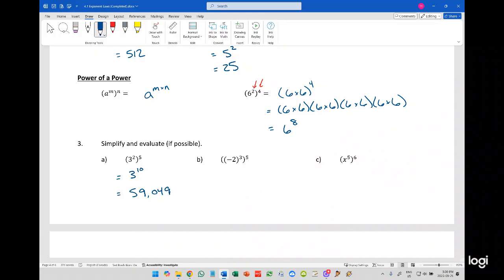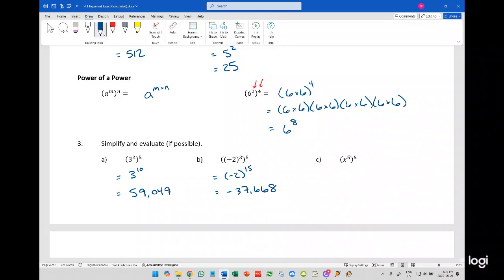Second one, we're going to do negative 2 cubed to the 5th, which is negative 2 to the 15th. I know my answer is going to be negative because it's an odd number, and 2 to the exponent 15 is 32,768.